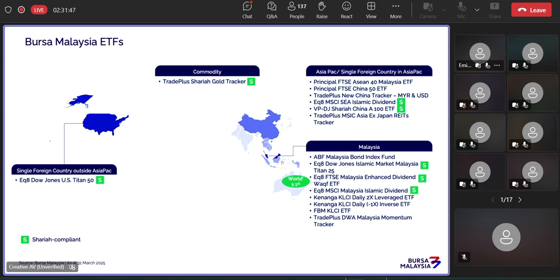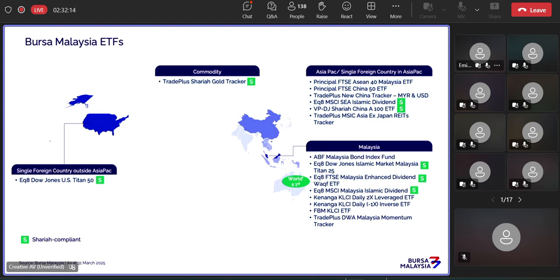So Asia Pacific and foreign with exposure in countries in Asia Pacific. We have various over there, including China. And also with the Malaysian stocks, there are bond funds. We have Equate Dow Jones Islamic Titan 25, Wakaf ETF, which I will explain later, and also Equate MSCI Malaysia Islamic Dividend, and a few others.